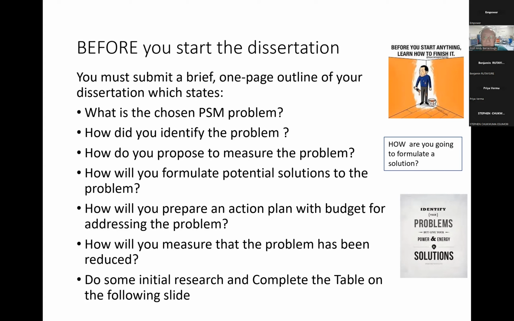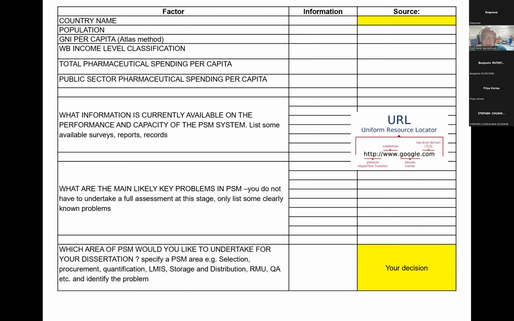Okay. Then you put some initial research together in a one-page format. We submit that to the tutor, who reviews it, perhaps discusses it with you, and then tells you to proceed. You just fill that in: what information is available, what are the key problems, and what's your decision on the problem you want to try and address. It just shows you've done a little bit of research and that you've thought about what you want to do for the dissertation.